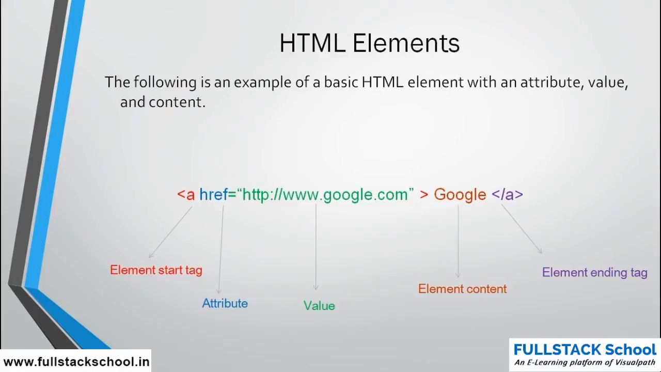Next, we'll learn the HTML elements. The following is an example of a basic HTML element with an attribute, value, and the content. If you see the example below, in red is the element start tag. Now, href is an attribute where the link, which is http www.google.com, is a value. Then the start tag has been closed.